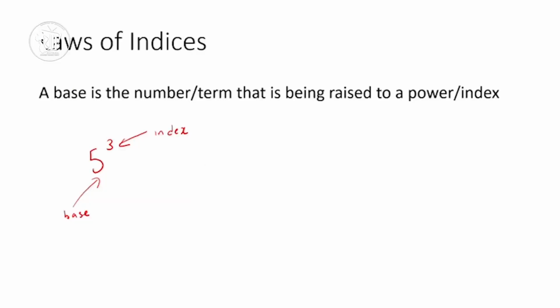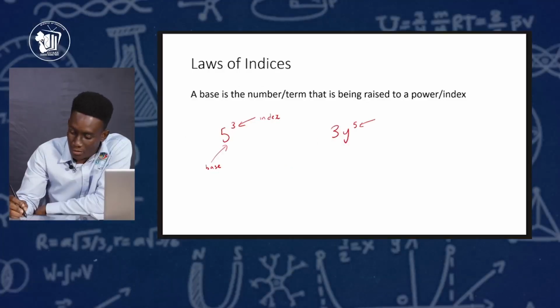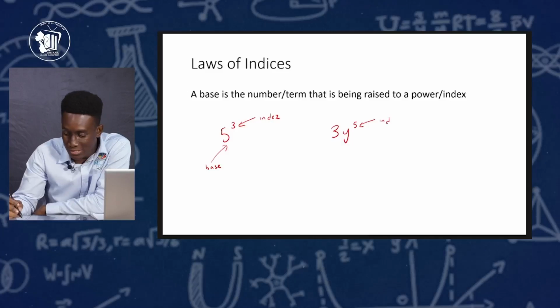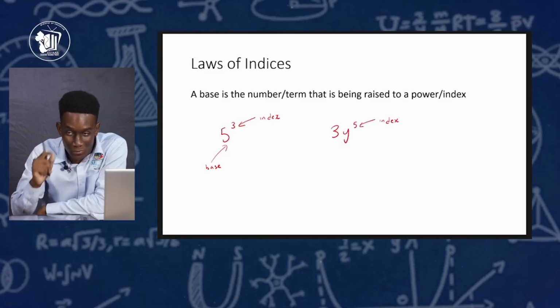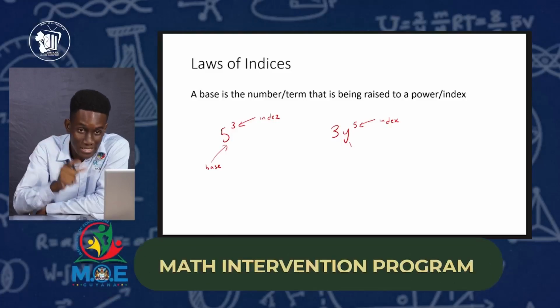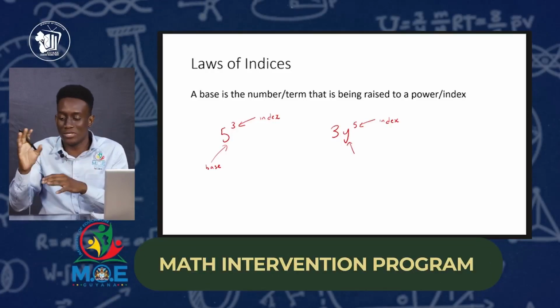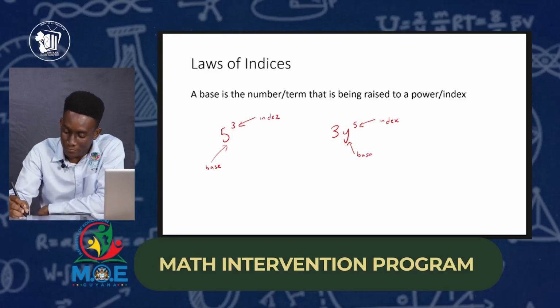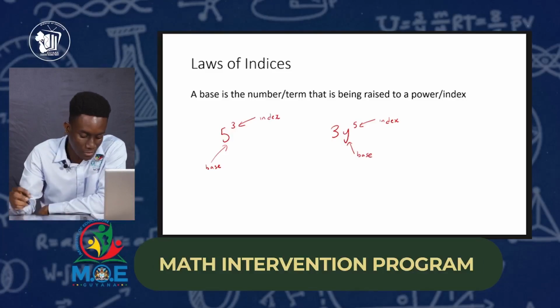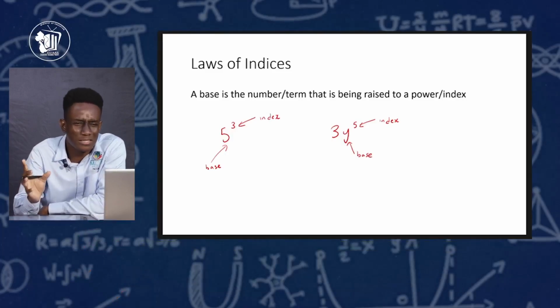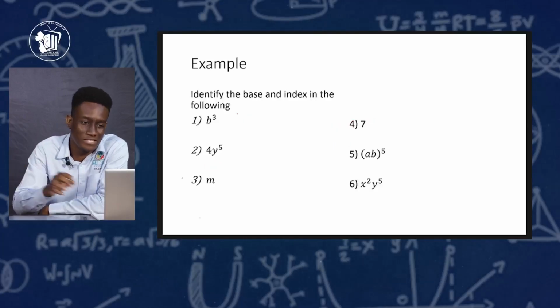So let's say we had another one: 3y raised to the 5th power. Now this 5, once again, is called the index. And the y, which is being raised to the power, is called the base in this case. So the y will be the base because the y is being raised to the 5th power. So those are the parts that will help you to use the laws of indices.